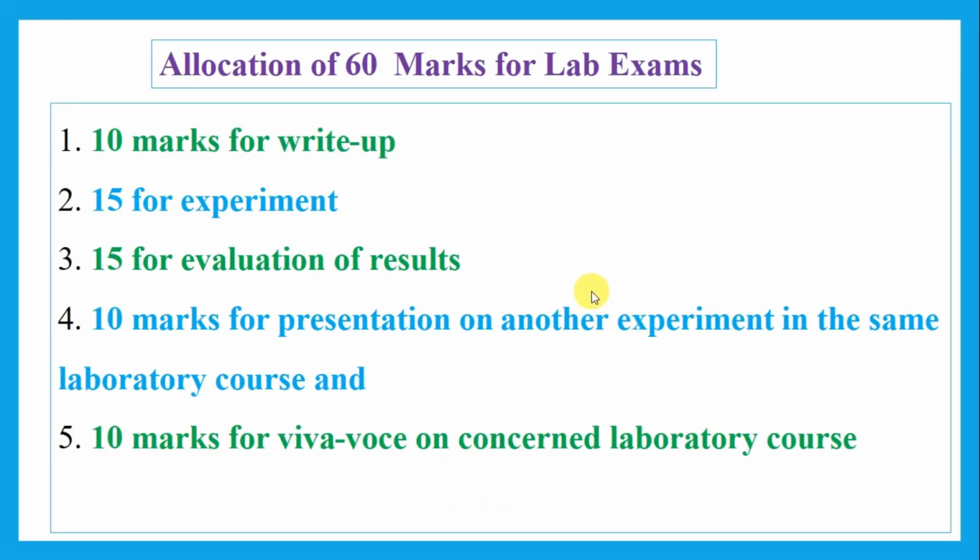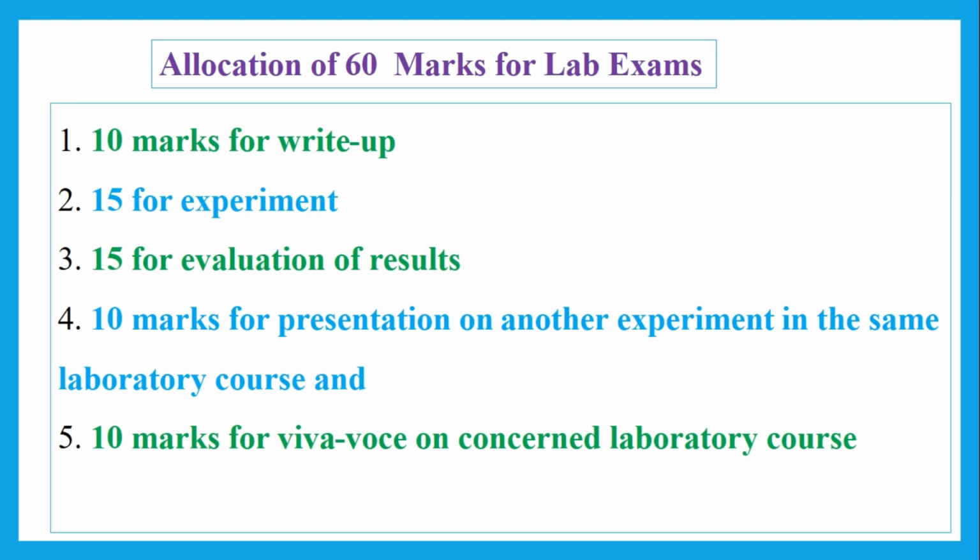Right. So when we are writing the 60 marks lab exam, this is the splitting of the marks. 10 marks for the write-up and 15 marks for the experiment we will do. Then 15 marks for the evaluation of results. Whatever experiment we do, we will present on the paper, and based on the results and our graphs, we will get 15 marks, and 10 marks for presentation on another experiment in the same laboratory course.